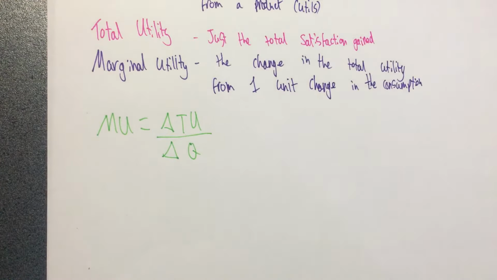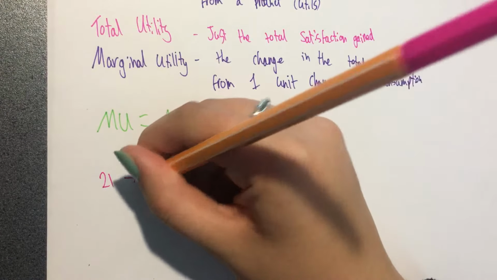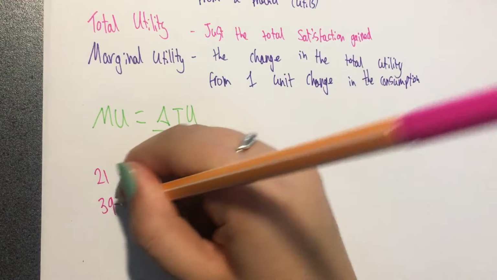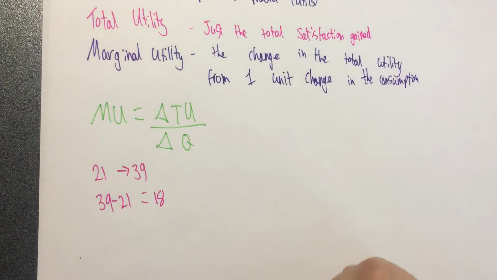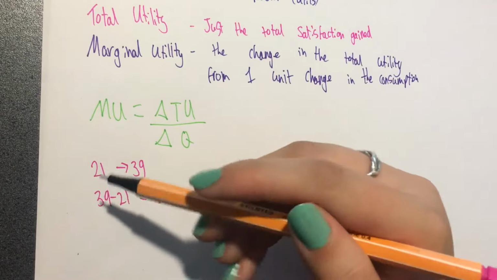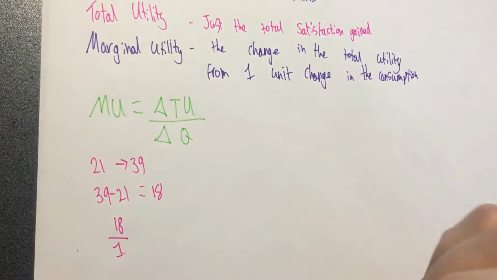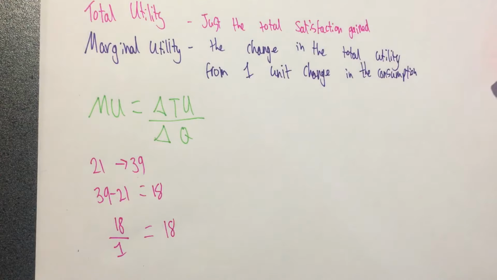Okay, so if we work this through with part of the first bits in the table, it goes from 21 to 39. Now the difference between that, we just work out by minusing one from the other. So the difference is 18, okay? When the total utility goes up by 18, the quantity only goes up by 1. So you've got 18 divided by 1, and that equals 18. And that's what our marginal utility is going to be for that part. Okay?